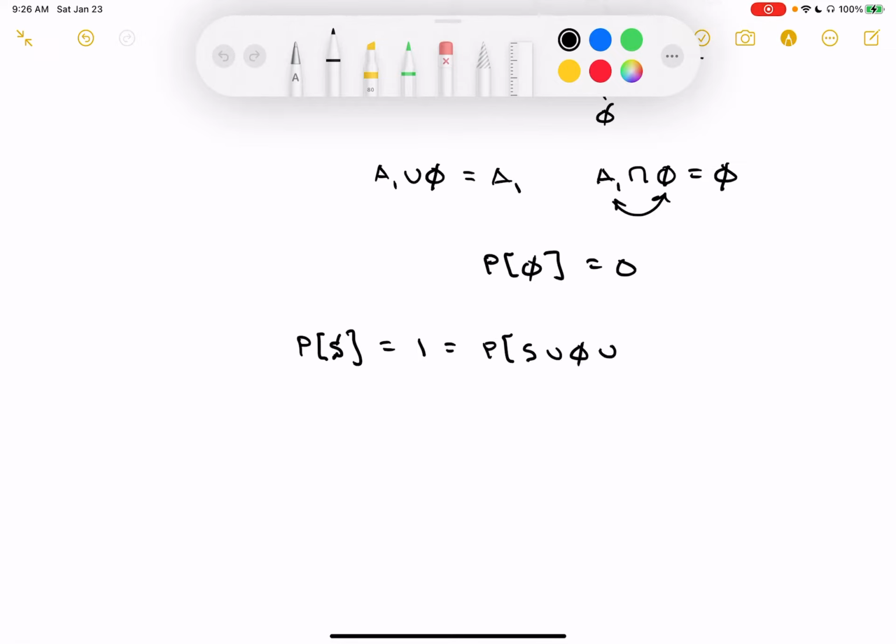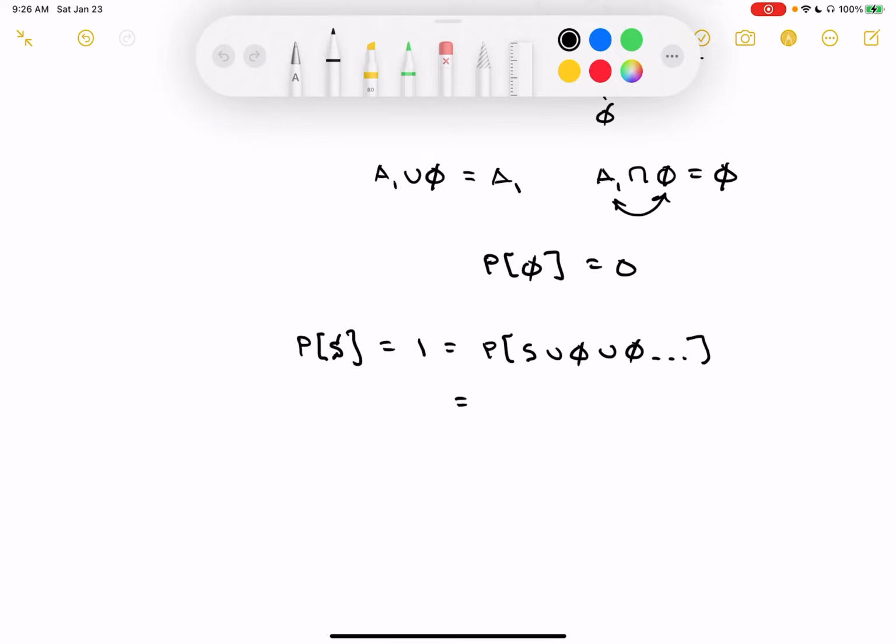Unioned with the empty set, unioned with the empty set, going on forever. You could do that sort of stuff. This is related to axiom 3. I can create my A's here. A1 is S, A2 through A infinity are all those empty sets. And that creates a mutually exclusive set of sets, right?